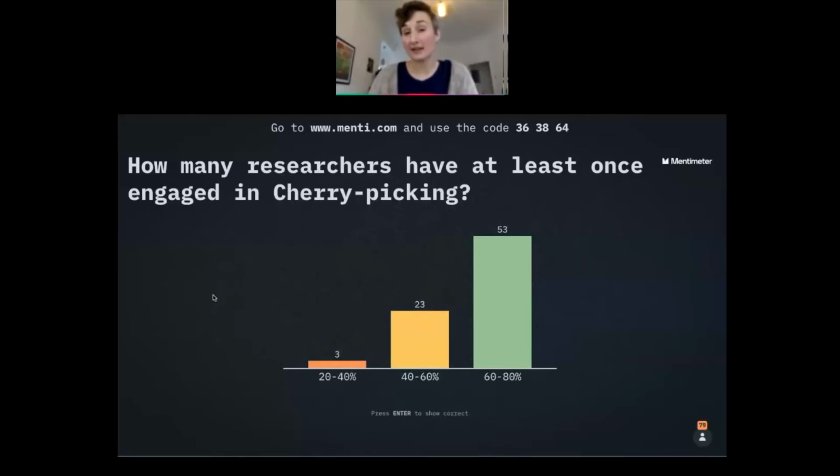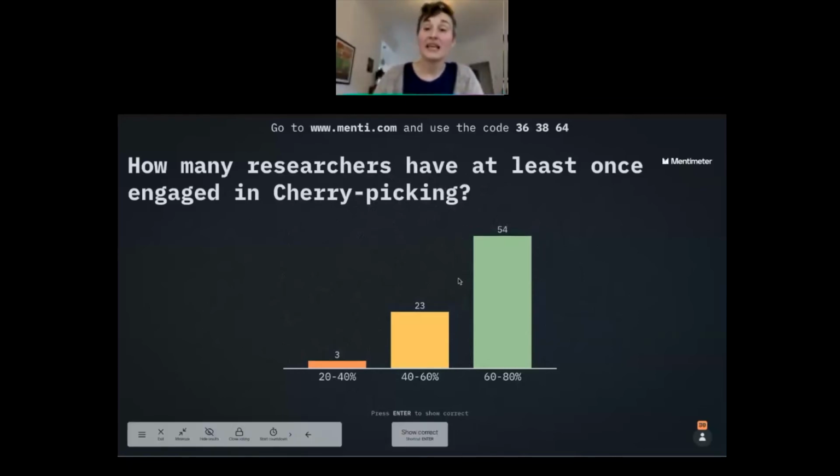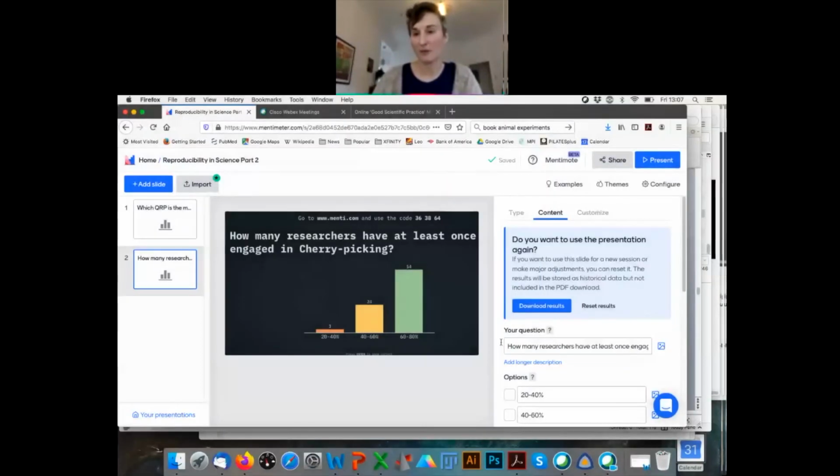So that's also correct. More than 60% of scientists in the biology field have engaged at least once in cherry picking. And I'm pretty sure the reality is going to be much more. It's going to be close to 100%. Cherry picking is also very prevalent in psychology sciences. There it's almost 100% that have been reported.